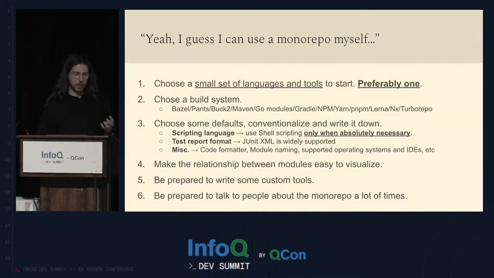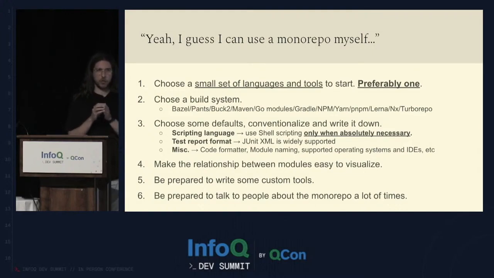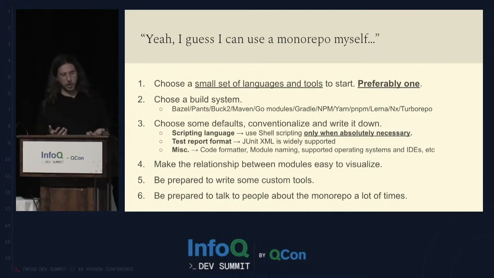Then fourth is make the relationship between the modules easy to visualize. It's really easy to get lost when you have a monorepo because you have very small modules, and if you don't plan them accordingly, you'll have everyone depending on everything, right? And this is not good. Well, that also happens with a polyrepo, but you get it.